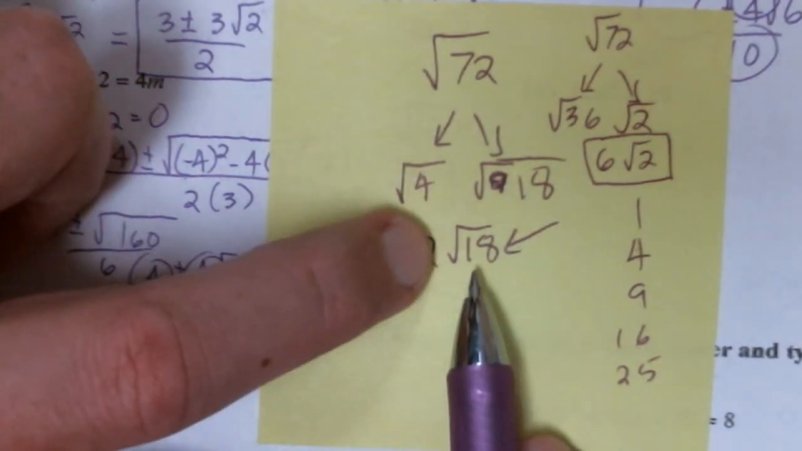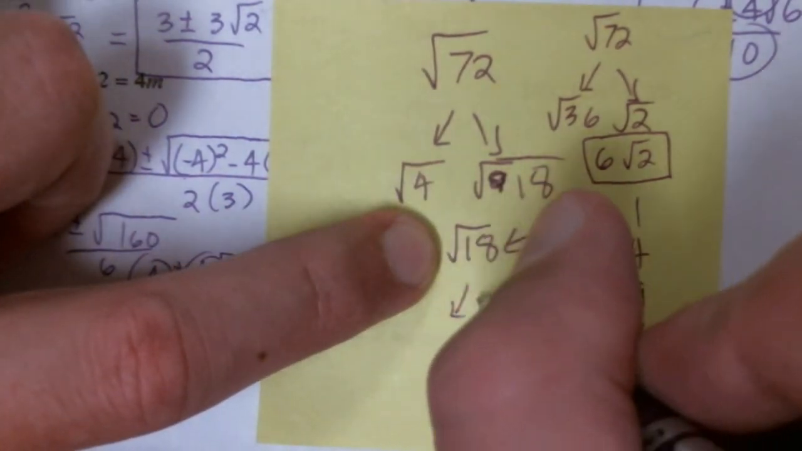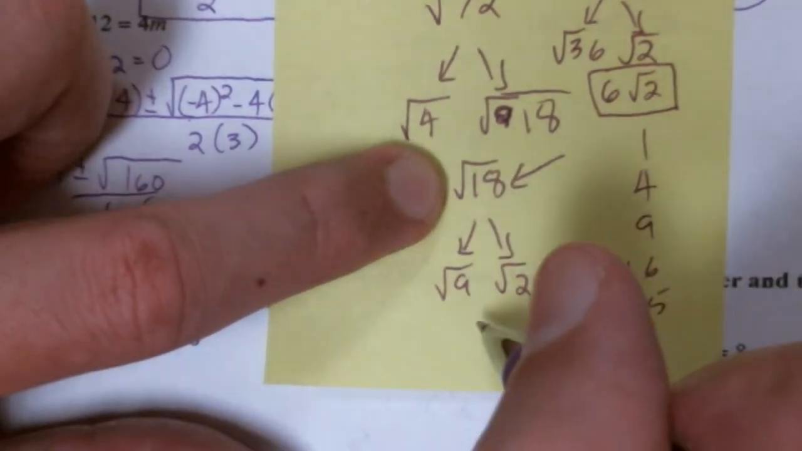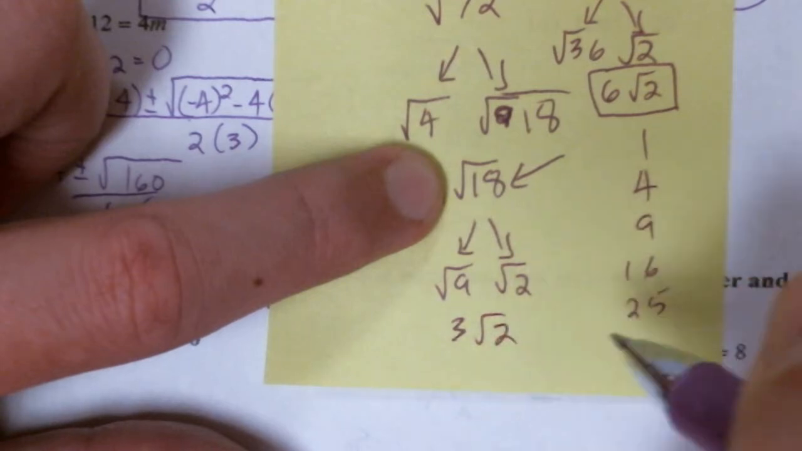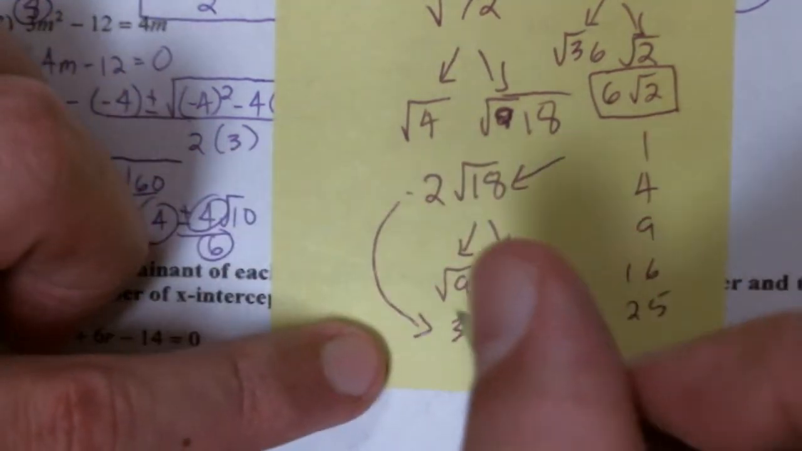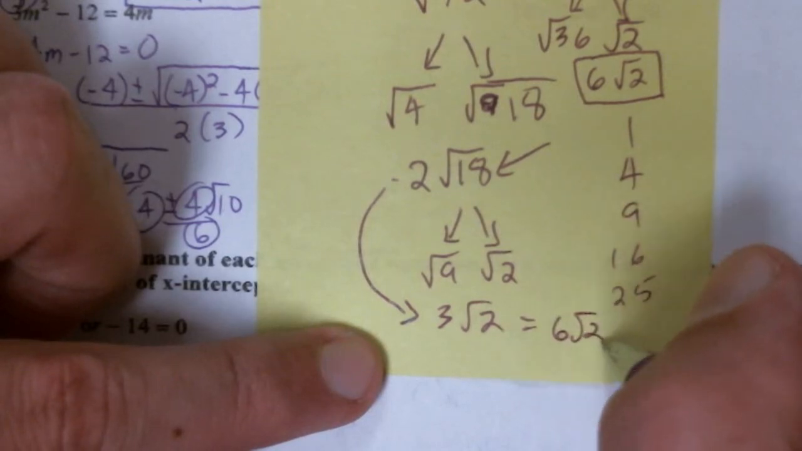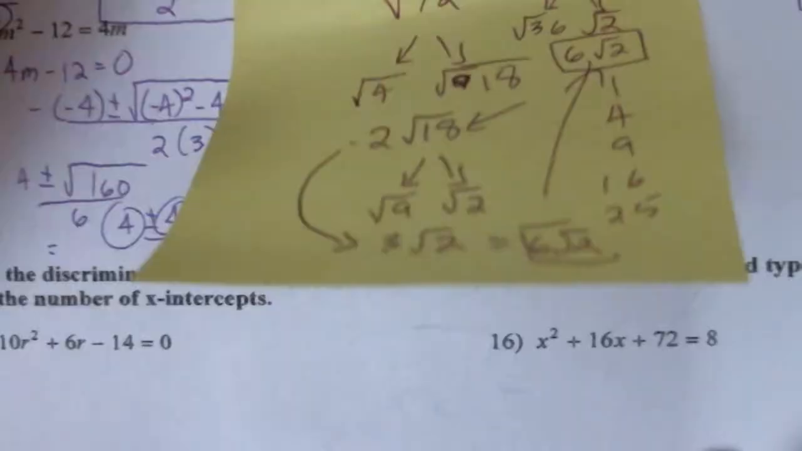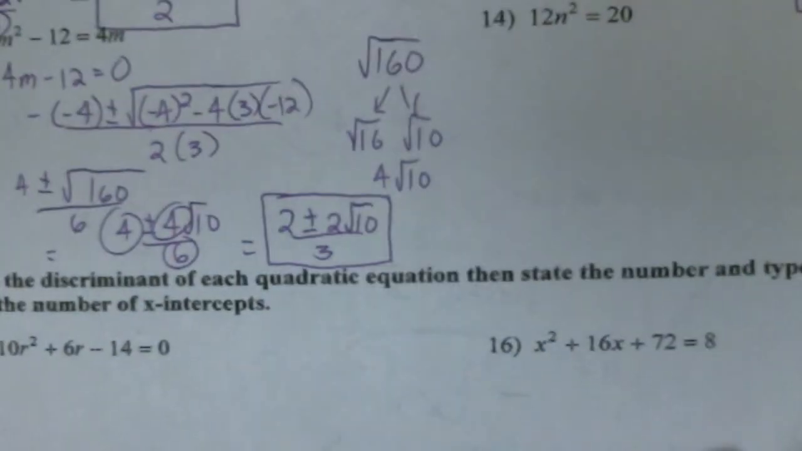Let's just ignore the 2 for a second. The square root of 18 still breaks down further into the square root of 9 and the square root of 2. And the square root of 9 is just 3, so this is 3 root 2. But then I'm multiplying that by 2. So if you multiply those together, 2 times 3, you get right back to the 6 root 2 number. Okay, so just wanted to throw that out there in case you guys came across that.